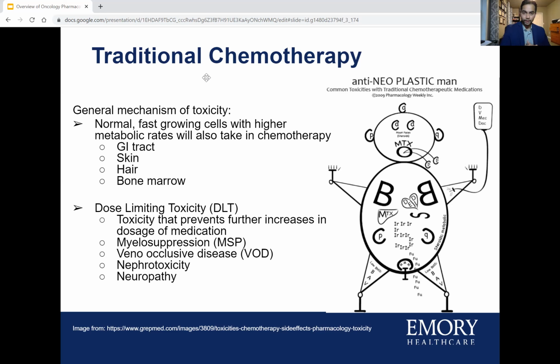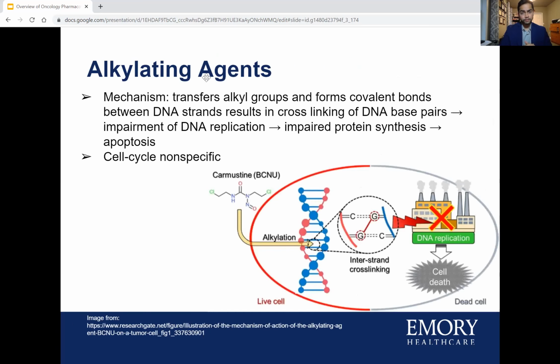On the right, we have this nice figure called the anti-neoplastic man, or the chemo man. And this is a nice way for pharmacists and anybody working with oncology medications to remember the toxicities to expect. So bleomycin causes pulmonary fibrosis. So you see a big B on the lungs of our chemo man. So just a fun way we can remember the drugs.